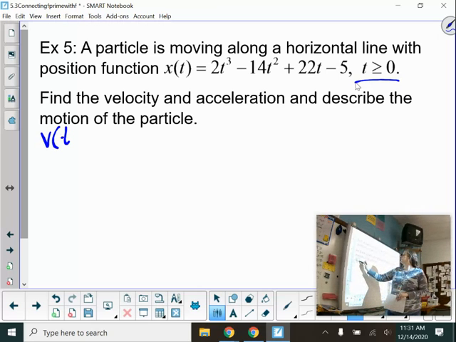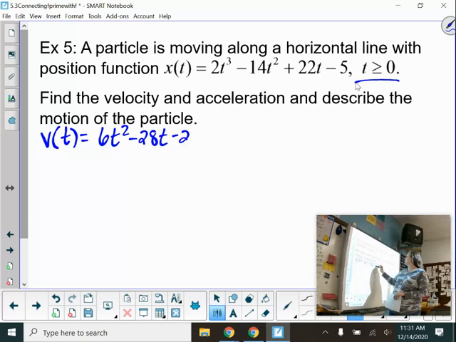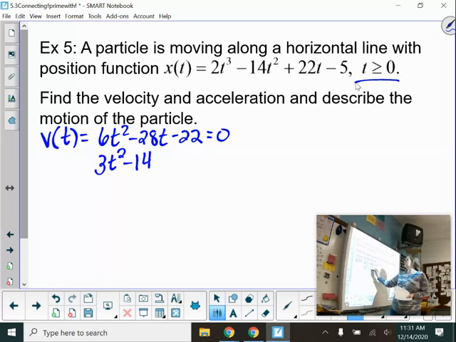So my velocity is going to be the first derivative. So that's 6t squared minus 28t minus 22. To describe the motion, I need to figure out where the velocity is equal to 0 and then check and see what kind of sign changes I have, and then I can talk about how it's moving. We can divide all of these by 2 to make the problem a little bit smaller and easier to factor. So this is going to be 3t squared minus 14t minus 11. This does factor.